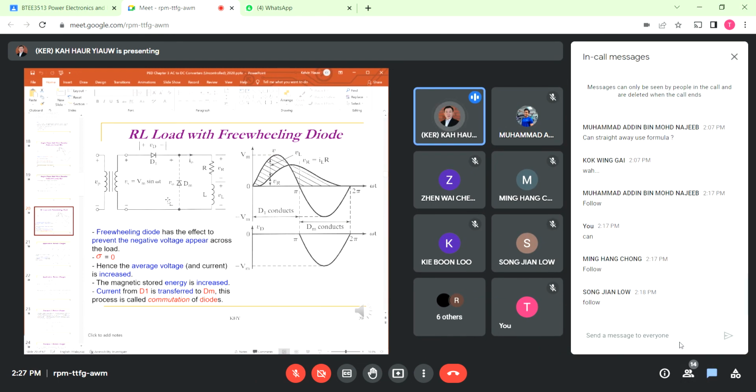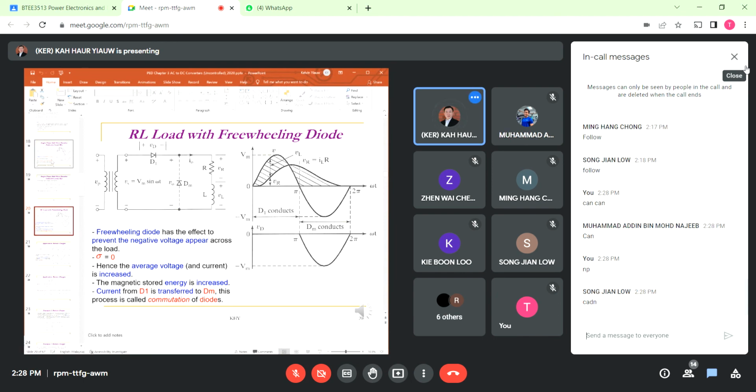This one is another one. I think this one is with a freewheeling diode. I think the time is there. I'll continue. Or do you want me to continue this? Finish this slide first? You have time? Okay.